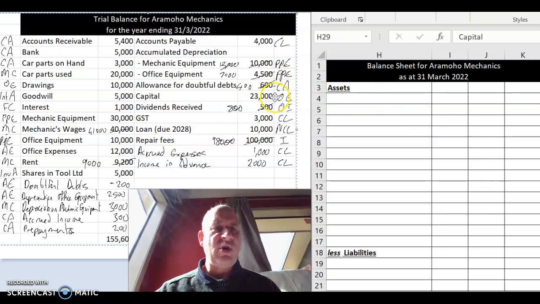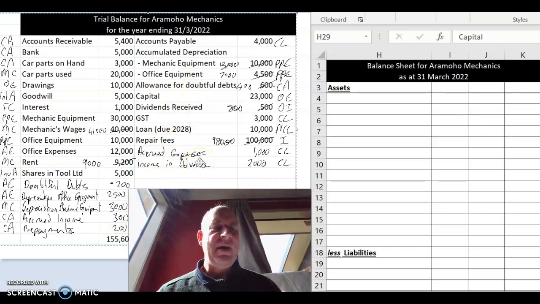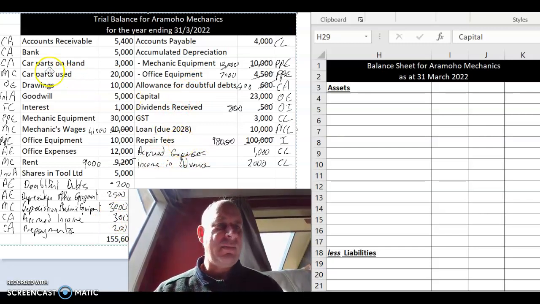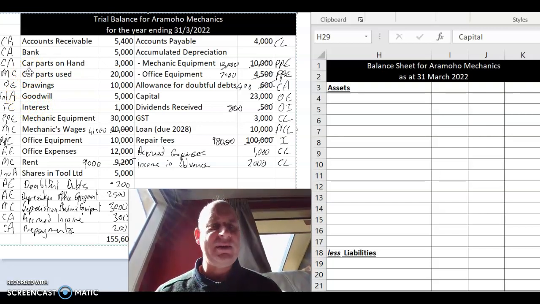You can see here we've got a trial balance for Aramoho Mechanics, and that's already been adjusted, which you will have done earlier, and we've also classified them, which you will have done earlier as well. Alright, so we've got current assets. What do you think MC stands for if we're at Aramoho Mechanics? That'll be mechanic costs. Remember, it's a group 1 expense.